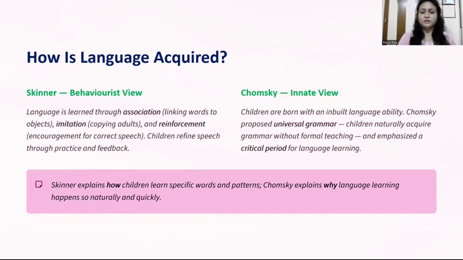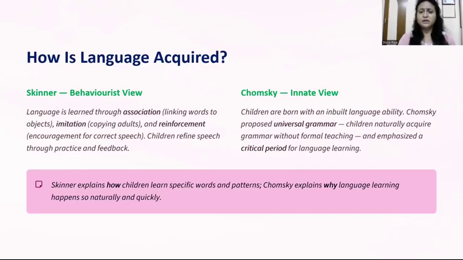And Chomsky was of the innate view, wherein he said children are born with an inbuilt language ability. He used the term language acquisition device. He said that there is something called universal grammar. Children naturally acquire grammar without formal teaching. We don't, if you observe, teach children grammar. You don't teach the child this is how you form a sentence, subject, and then predicate. The child learns it by himself as he grows.